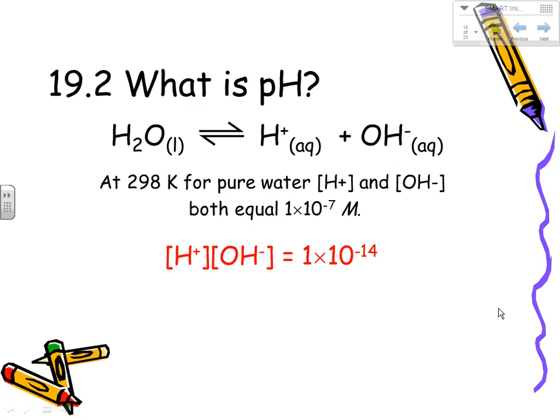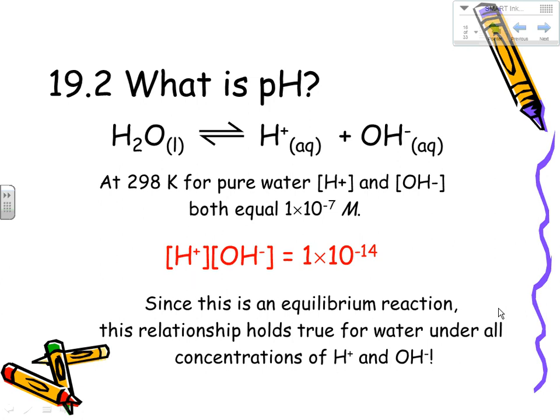So even when we have an acidic or a basic solution and the H plus and the OH minus don't equal each other, they're still tied together. When one goes up, the other's going down by a very specific amount. And their product is still always going to equal 1 times 10 to the negative 14th. So since this is an equilibrium reaction, this relationship holds true for water under all concentrations of H plus and OH minus. So the product of H plus and OH minus is always going to equal the same number, 1 times 10 to the negative 14th.